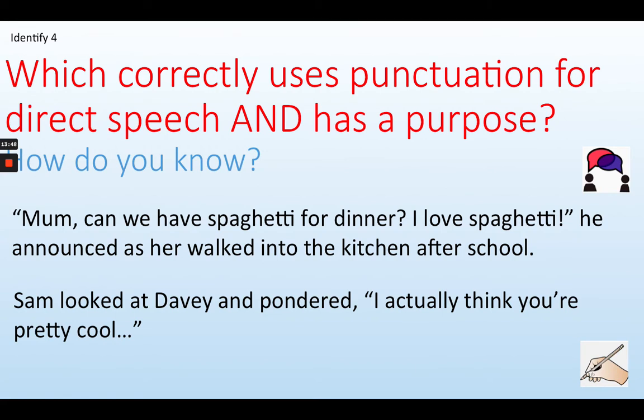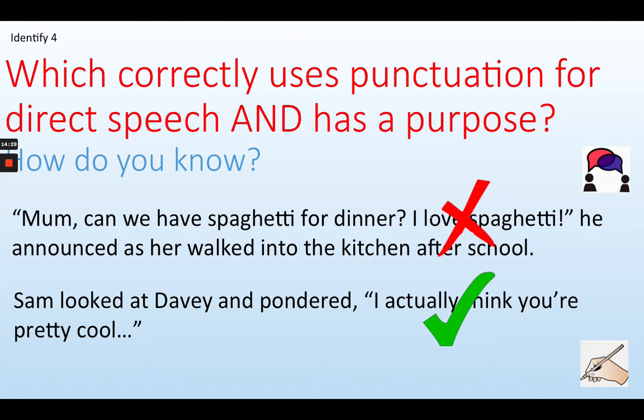Let's practice one more time. This time, I'm combining the punctuation and the purpose. Which of these correctly uses punctuation for direct speech and has a purpose, moves that story forward? Pause the video here and decide which you think is correct. Great job! If you said number 1 is incorrect and number 2 is correct, well done.